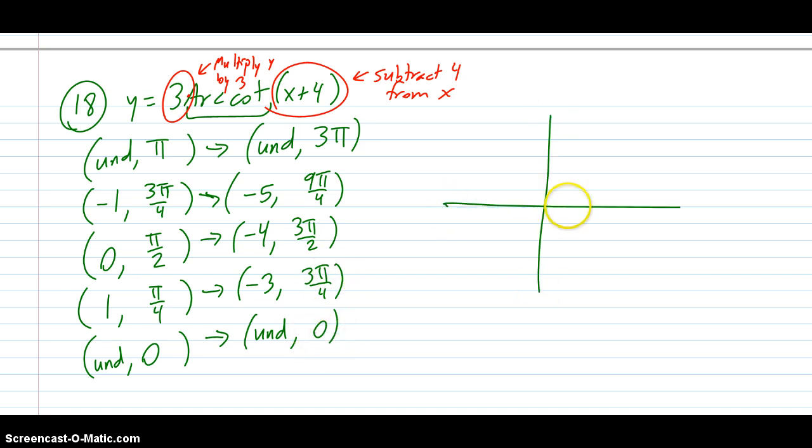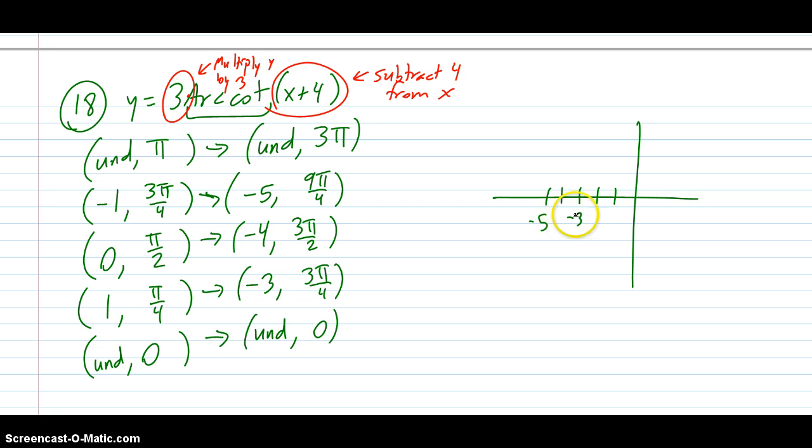So let's sketch this graph. Actually, I don't really need a whole lot of the positive side. Let's go over here. 1, 2, 3, 4, 5. This will be -5. This is -3. This is -4, really. I need to go up to 3 pi. So this can be pi, this can be 2 pi, well, 3 pi. So you'll notice there is an asymptote at 3 pi, horizontal asymptote.